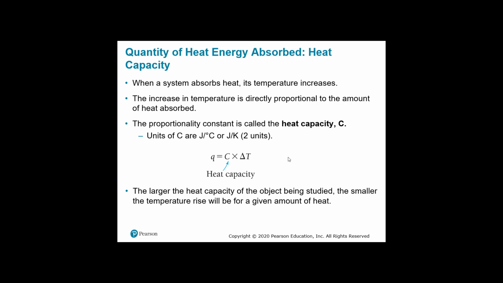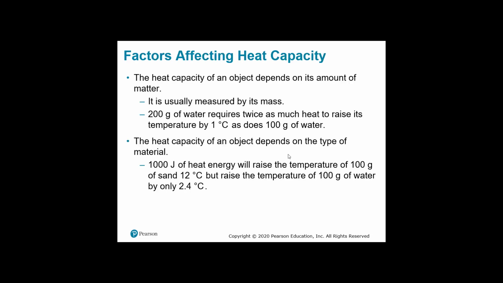So this is heat capacity. It has two units. It's either joules over Celsius or joules over Kelvin. Why does it look that way? Because remember, joules is Q and temperature is T. So they have this rearranged a different way. But if you solve for C, then this will look matching these units. The larger the heat capacity of the object being studied, the smaller the temperature rise for a given amount of heat. What this means is that if you have a very large value of heat capacity, it's going to take a lot of energy before that temperature rises even a little bit. It has the capacity to hold a lot of energy.